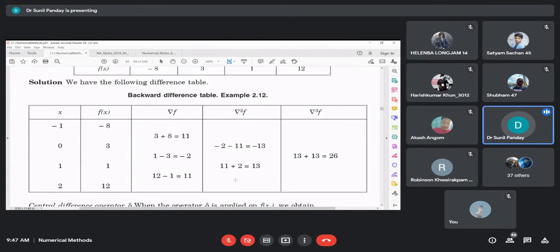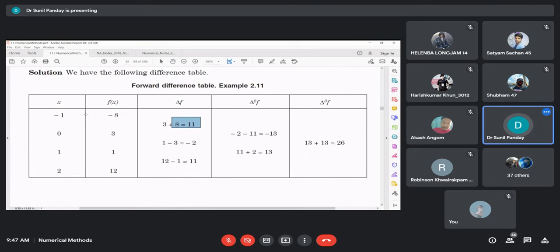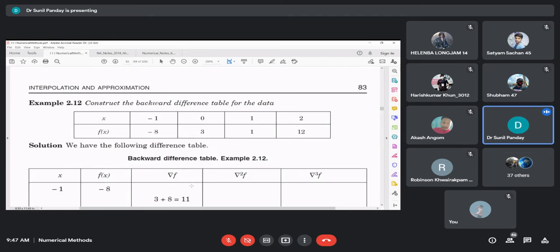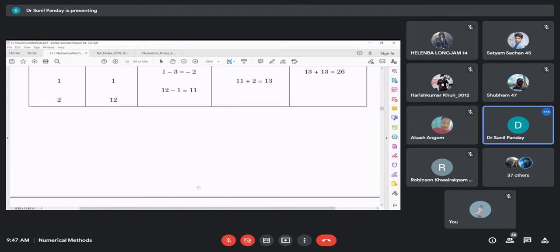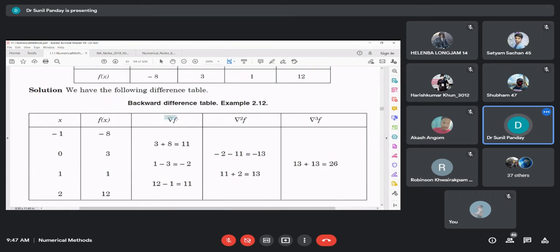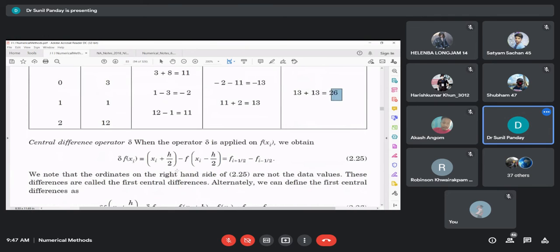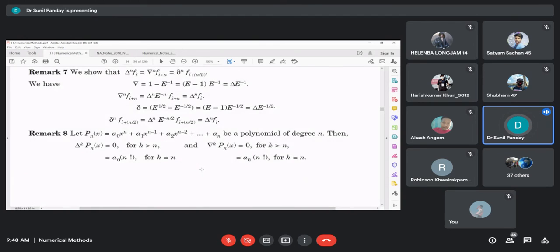And this is for backward difference. You can see the same data is here. Whatever data we have in the forward table, minus 8, 3, 1, 12, the same data we have here, and the values also come out the same, 11, minus 2, 11, but the interpretation is changed. Now it is nabla of f, and in this case these values are important to us, this one, because this is a backward difference table. Then there is the central difference, so we'll discuss all this.